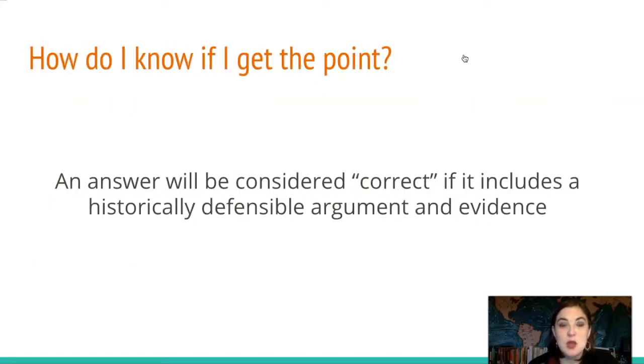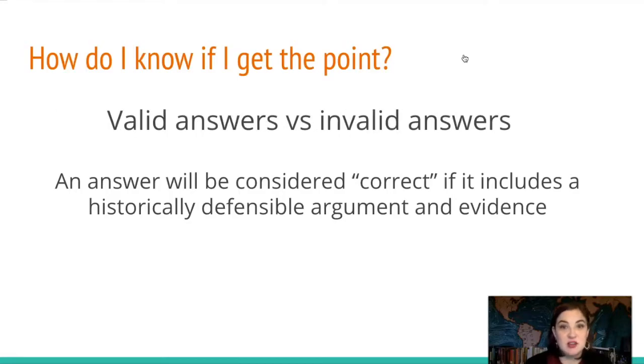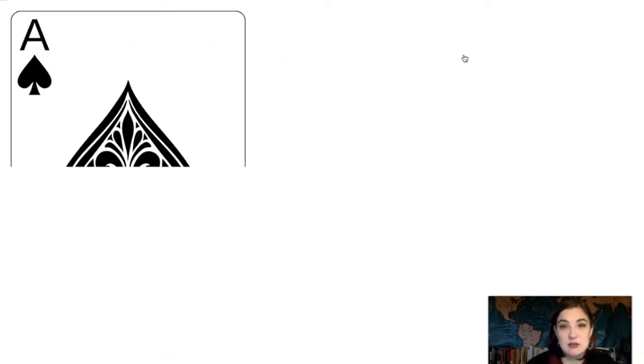So the way that you know whether or not you get the point for a short answer question is whether or not you have a valid answer. And a question is considered correct if it includes a historically defensible argument and evidence. That means, are you saying stuff that is historically accurate, and do you have evidence that backs it up? Otherwise, if you are just sort of writing without having any kind of evidence, I can't give you credit. So it's very important that whatever you say, you're using evidence like names, dates, key terms, places, that kind of thing. Those all count as evidence.